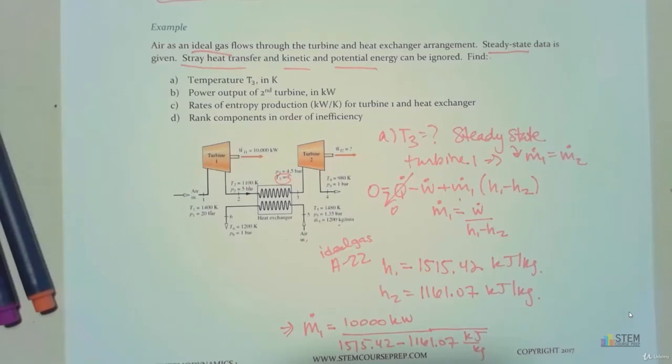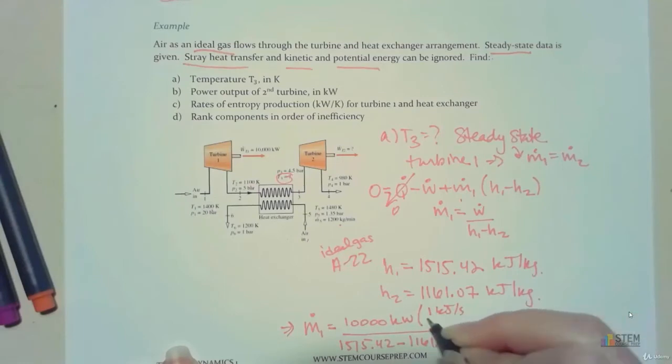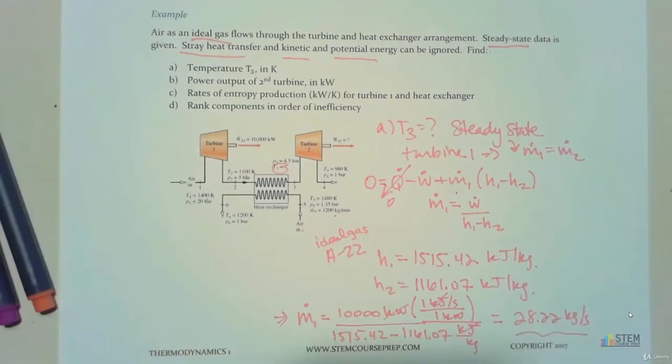Are our units good here? No, I don't think so. This is mass flow rate, right? We want kilograms per second. We don't have seconds in here. And we've got this kilowatts. So let's do a conversion up here at the top. We're going to do 1 kilojoule per second over 1 kilowatt. That gets rid of that, and then the kilojoules goes away. Now that gives us 28.22 kilograms per second. So that's our mass flow rate for turbine 1. All right, so mass flow rate of the air going in and coming out.